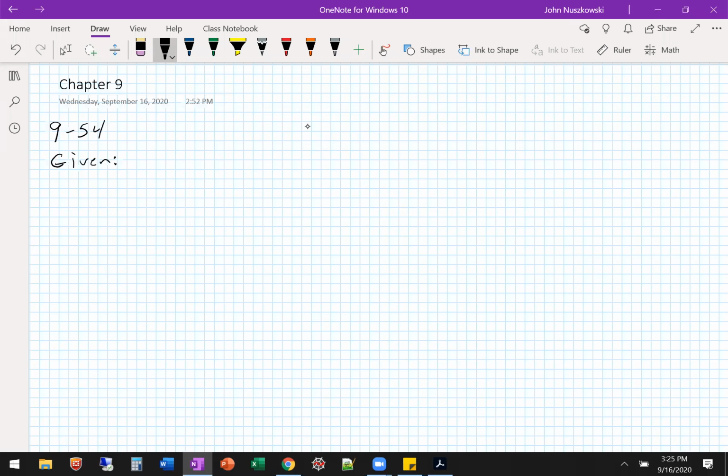Okay, so what do we got? We got the air standard diesel cycle. We got a compression ratio of 18.2.